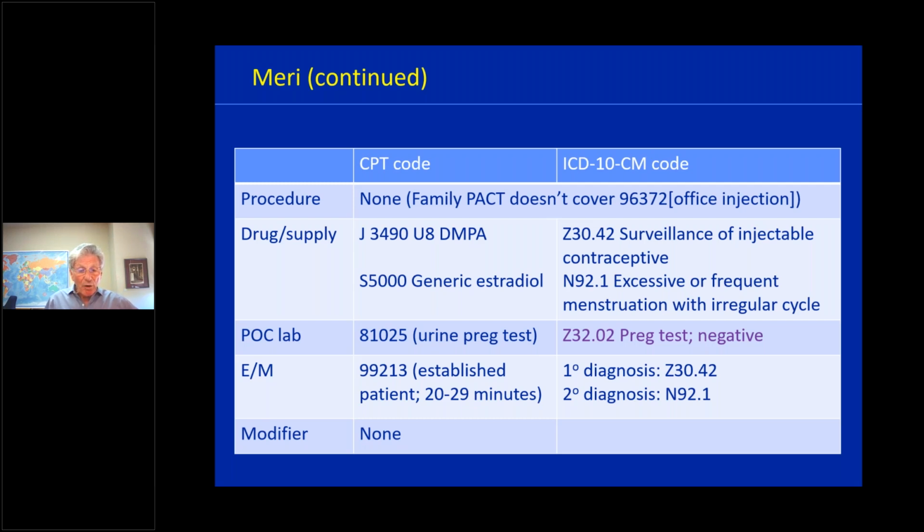Given how long that visit took, it's reasonable to use a 99213 for the time of that office visit for an established patient. The primary diagnosis is Z30.42, which is surveillance of a patient who's using Depo-Provera. The secondary diagnosis is N92.1, which is her irregular bleeding. And there is no modifier for this since there was no procedure. Next slide.